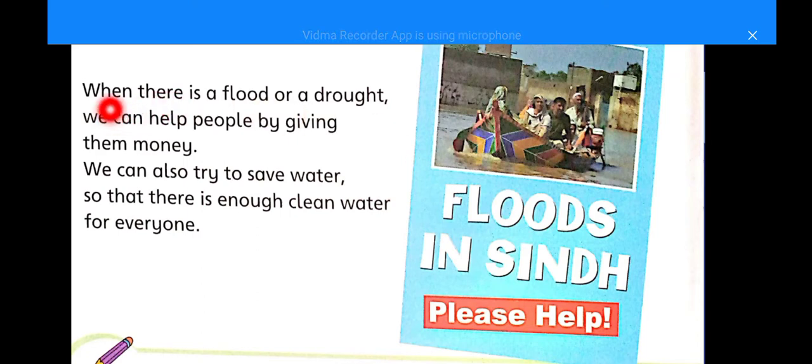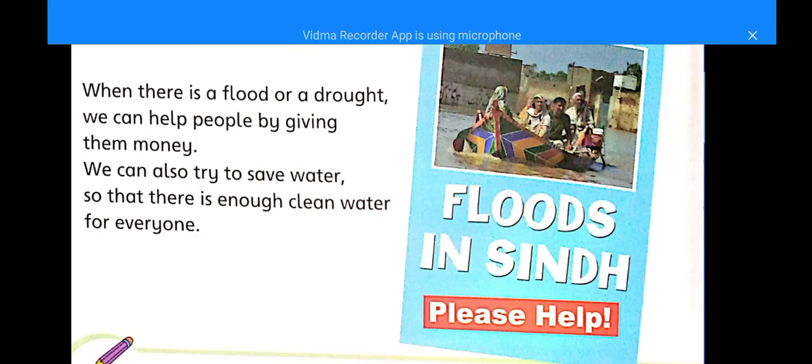So now let's start reading it, that how we can help the people who are surrounded by the floods. When there is a flood or a drought, we can help people by giving them money. If in our country or in the world, somewhere conditions are very bad, we should always help others. We are learning about these things in the books, and we should also practice these things, that when the conditions are bad somewhere near to us, we should help people by giving them money, by giving them food, or even by giving them shelters also.